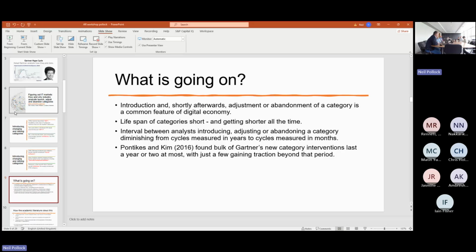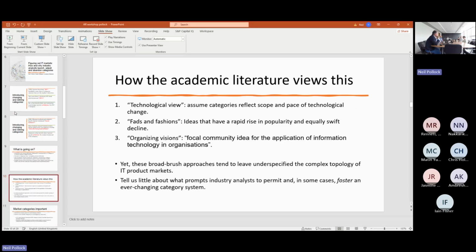What we found in our research is this pattern: if you think of the lifespan of a category, how long it lasts for, it's short, and it's getting shorter all the time. If you look back in time, from the 80s and 90s, the lifespan of a category is quite short. Some colleagues, Ponticus and Kim, tracked Gartner categories, and apart from a few exceptions, most categories now last around a year before they're killed off. So it's interesting to have that oversight about the life of a category. This can be really confusing for academics trying to work out what's going on.